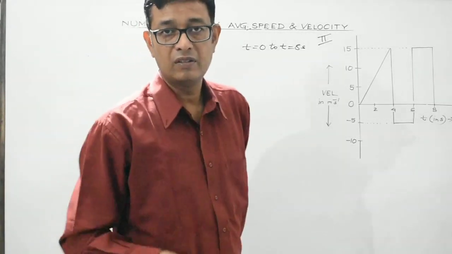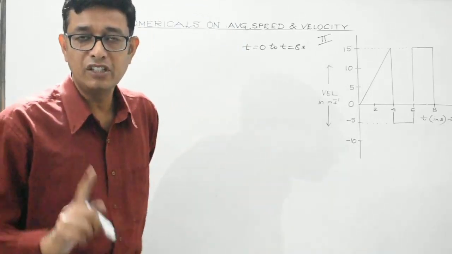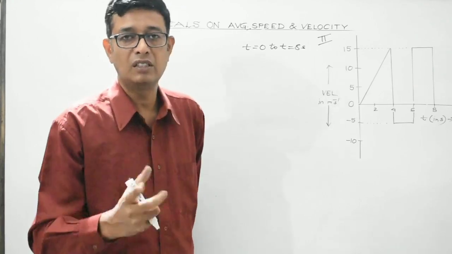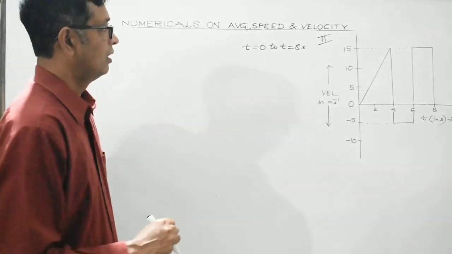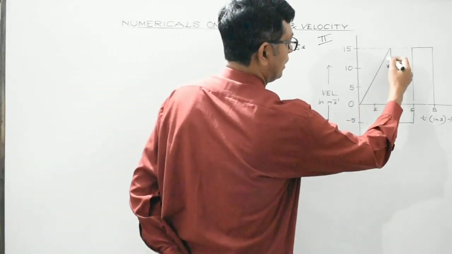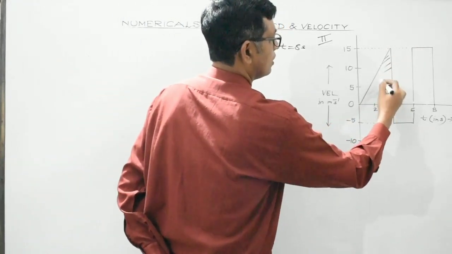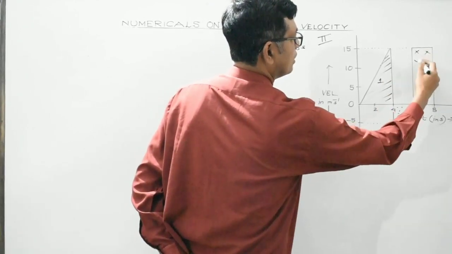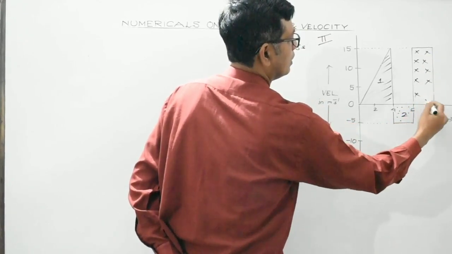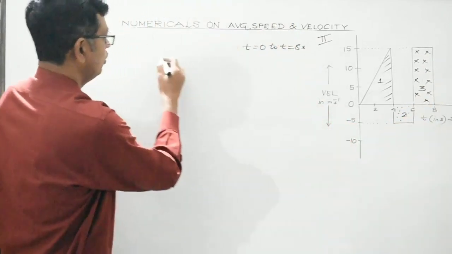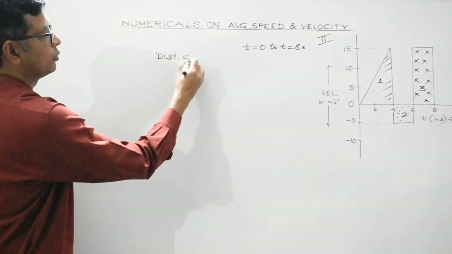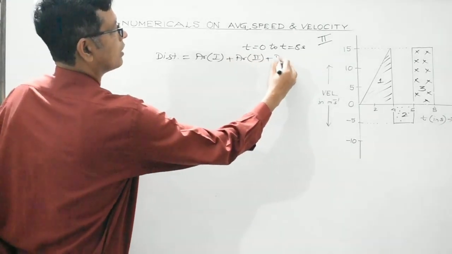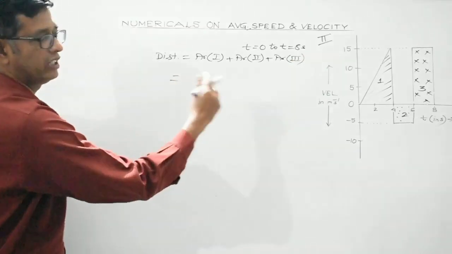Again, I must repeat, area under VT graph that gives the distance or the displacement covered by the body between the two given intervals of time, right? That's the key. So let's find out the distance. It will be area of this portion. Consider to be first. This is area of the second portion, and let us consider this to be the third portion. Let us denote it by 3. So while measuring distance, it's simple. It will be equal to simply area of first portion plus area of second portion plus area of third portion. Simply we need to add up.